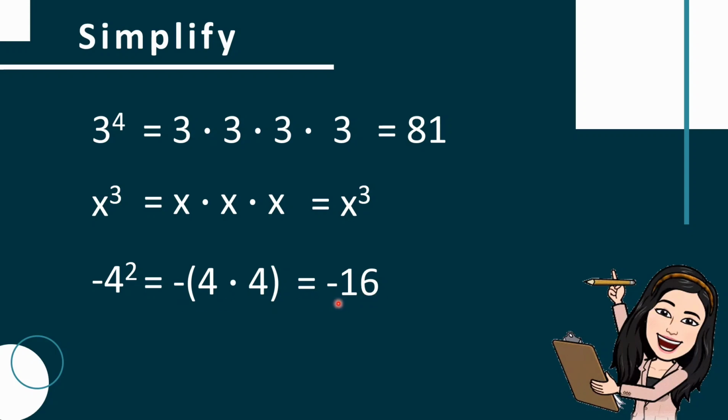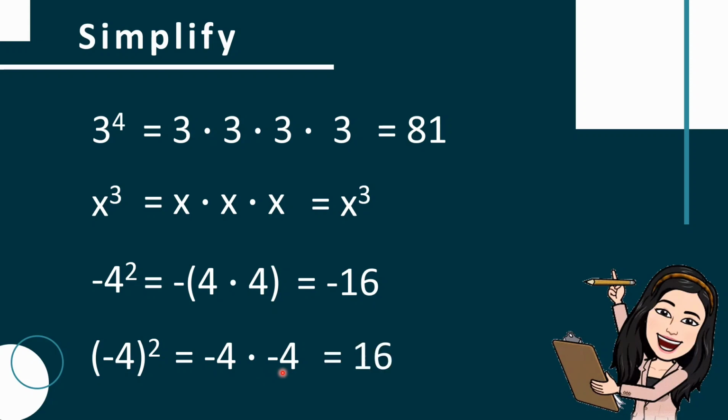Then, how about if nasa loob ng parenthesis si negative? So, we have negative 4 quantity squared. So, ibig sabihin, ang may power na 2 ay yung buong negative 4. So, therefore, this is equivalent when written as repeated multiplication into negative 4 times negative 4. And negative 4 times negative 4, as we all know, is equal to positive 16.